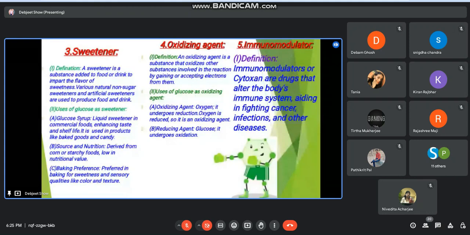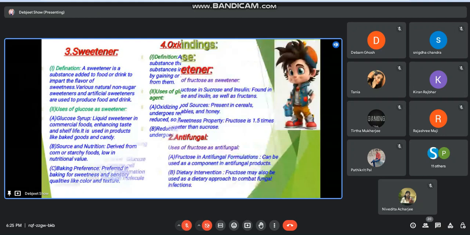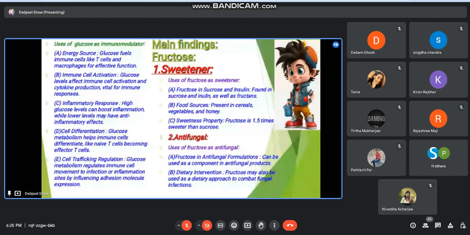Immunomodulator. What is immunomodulator? Immunomodulators or cytotoxins are drugs that alter the body's immune system, aiding in fighting cancer, infections, and other diseases. Next, what are the uses of glucose as immunomodulator?